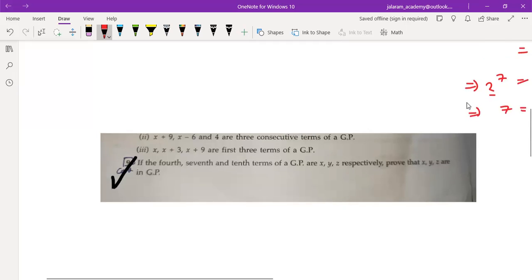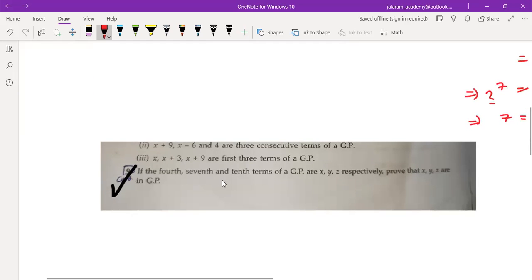So now we will discuss the second doubt. If the 4th, 7th and 10th terms of a GP are x, y, z respectively, prove that x, y, z are in GP. So whenever you have to prove that three terms are in GP, then prove that the product of extremes equals the square of the middle term. If we have to prove that x, y, z are in GP, it means the first common ratio will be y by x and the second will be z by y.